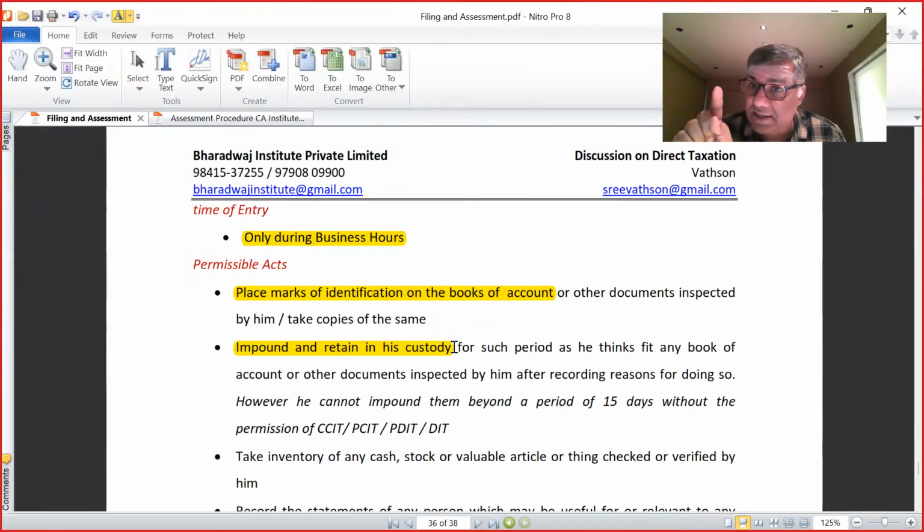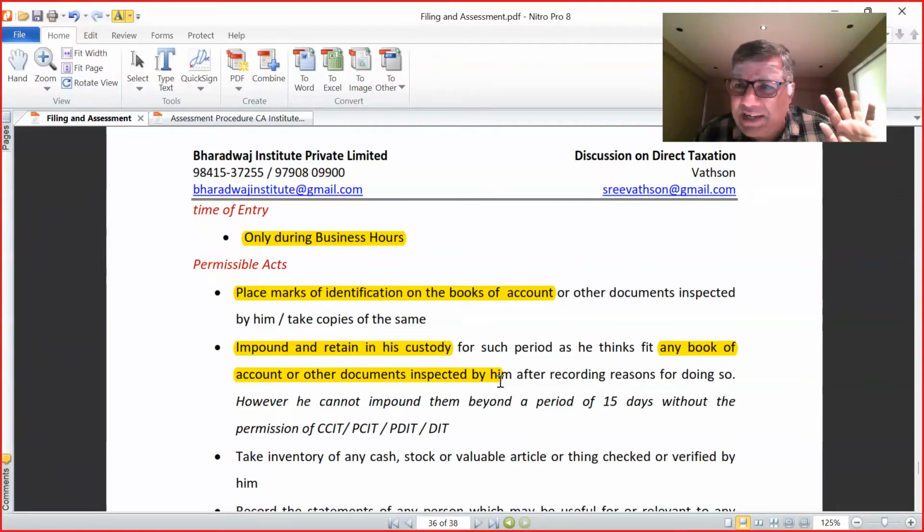It is seizure for a period as he may take for any books of accounts and other documents inspected by him, after recording reasons. So only books can be seized, nothing else. Only books can be seized, and that too only for a 15-day period they can use it.